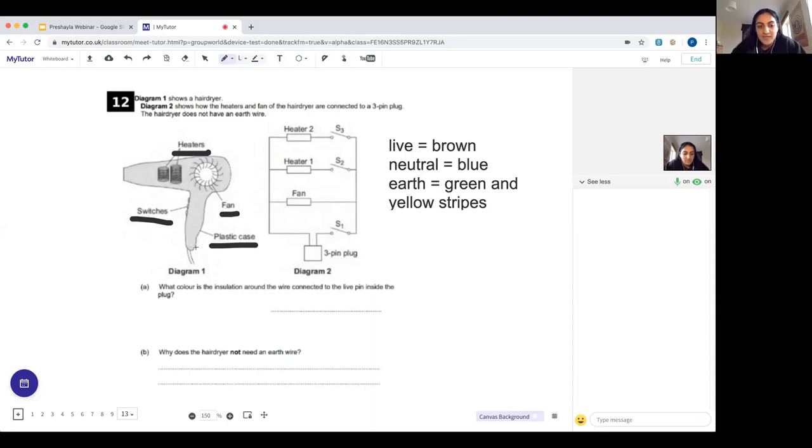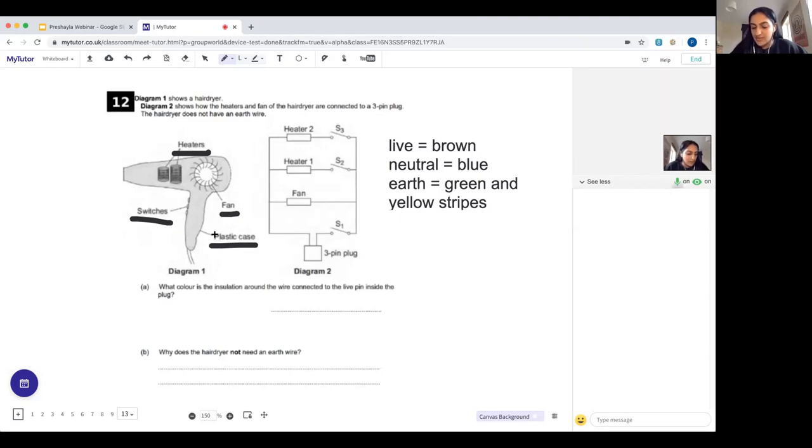Okay, so some of you are saying switches. That's a really good guess, but you still have switches in a socket, and a socket still needs an earth wire, so it's not switches, so that's not going to protect you. Those of you saying plastic case, brilliant. Plastic case, plastic is a really good insulator. It keeps that electricity in so that we are protected. Okay, so the reason that we don't need an earth wire is the plastic case.